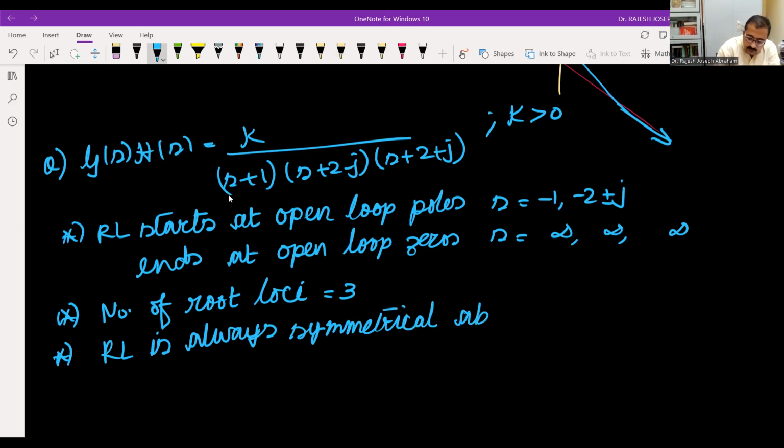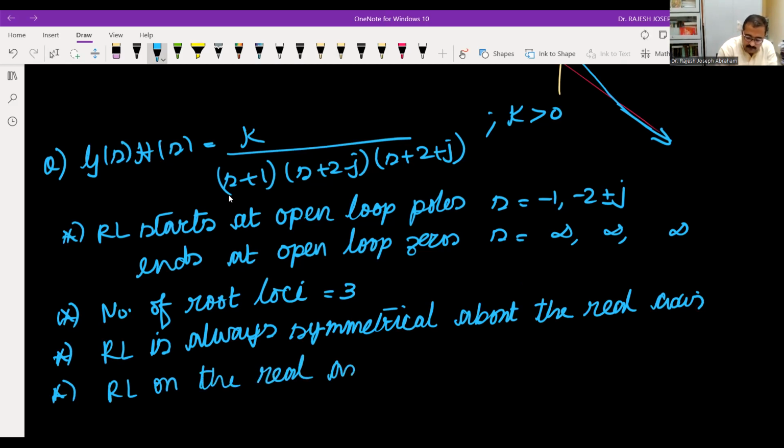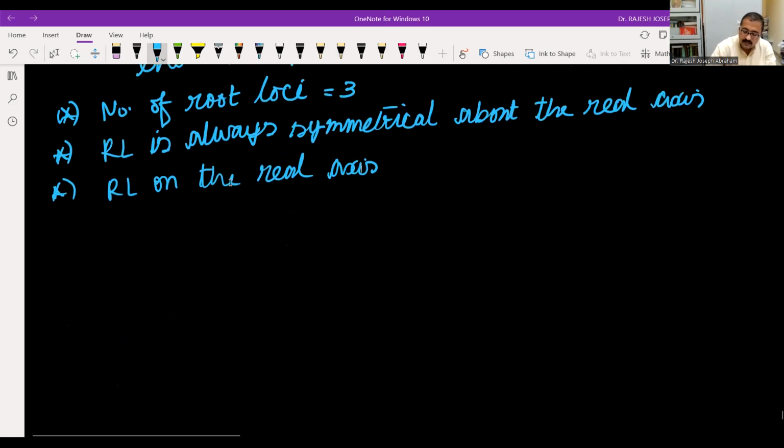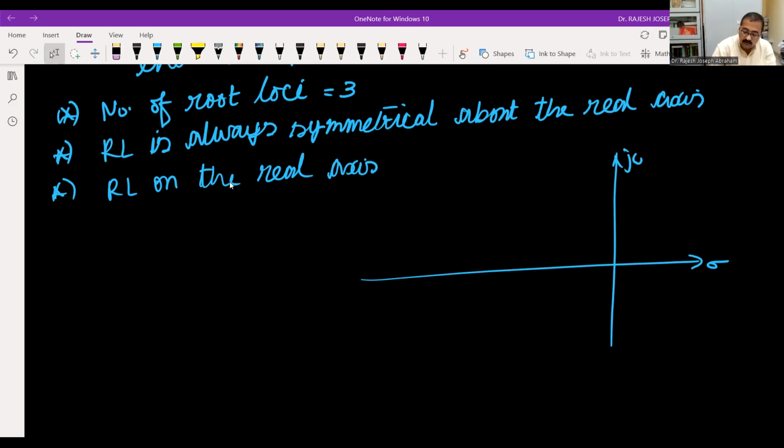About the real axis. Okay, what next? We need to find root locus on the real axis. For that you consider the S-plane with open loop poles. One was at -1, and then we had one at -2 plus minus j. So this is -2, this is plus j, and this is minus j.